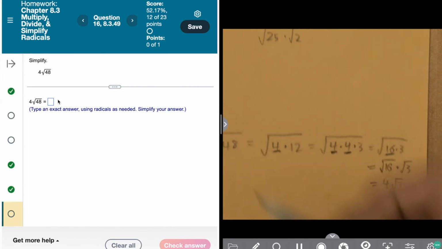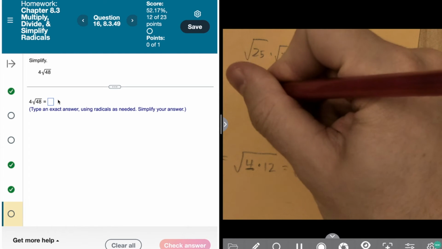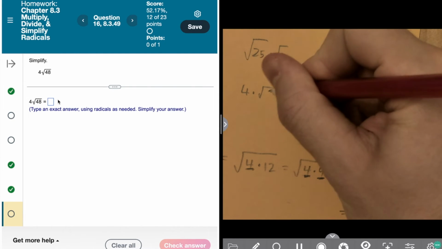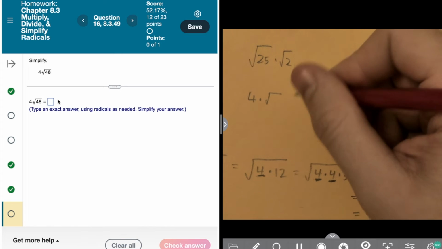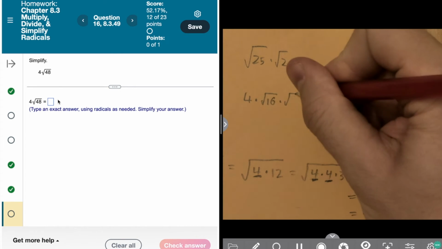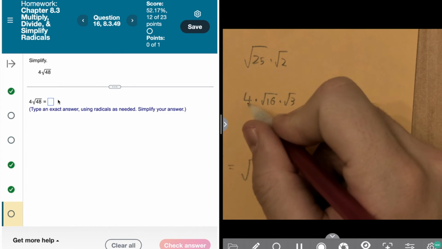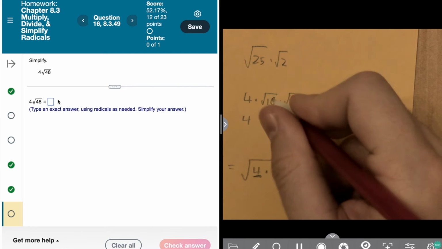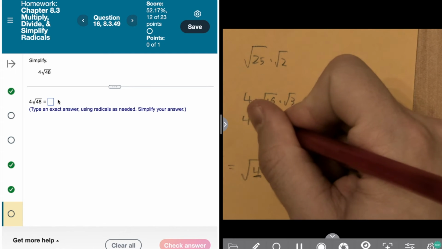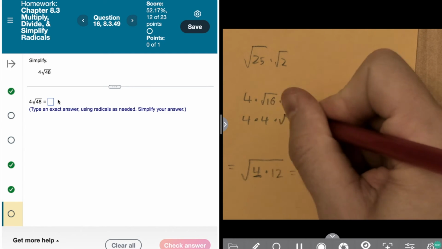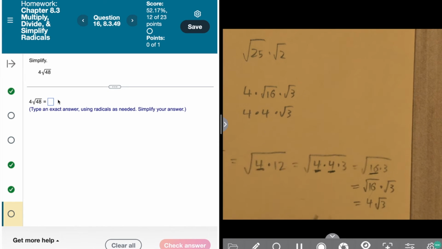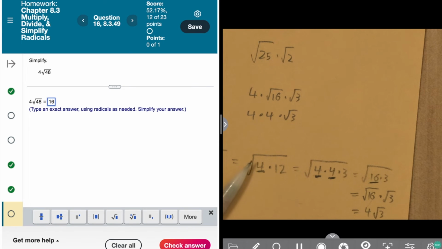And we've got the same idea here, only this time there's a 4 out front. I am going to kind of cheat a little bit because I just dealt with 48 earlier. I know that 48 is really 16 times 3. And there was a 4 out front. So here's the 4 out front. It's still there. 48 broke down to 16 times 3. Well, 16 roots to 4, and 3 doesn't root nicely. But now I've got two outside numbers to multiply, but I'm ready for my final answer. I get 16, square root 3.